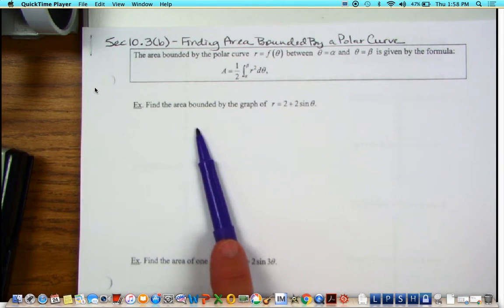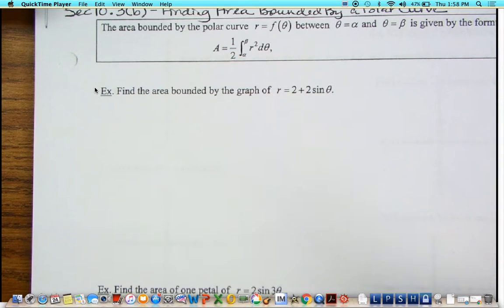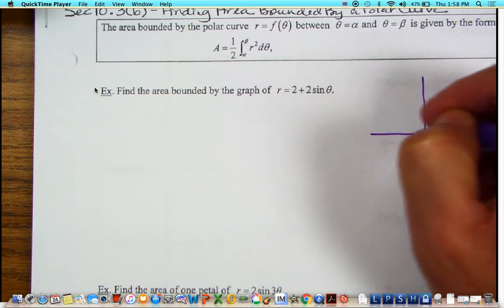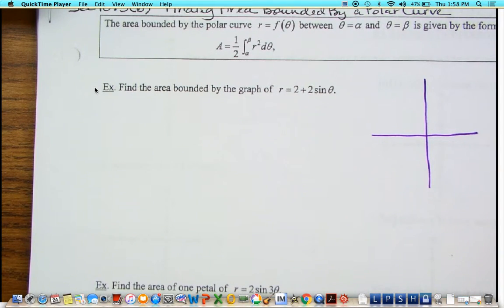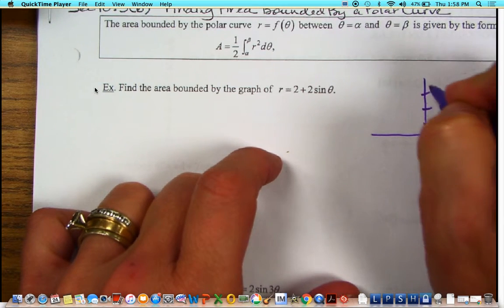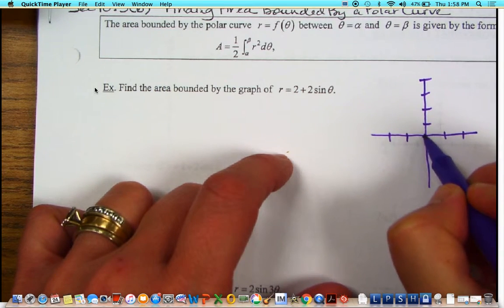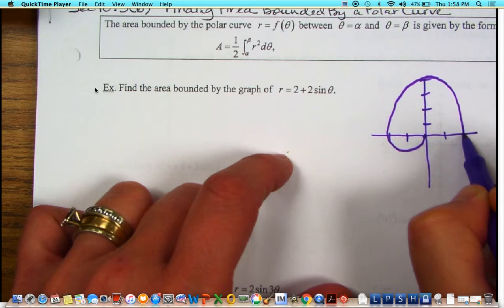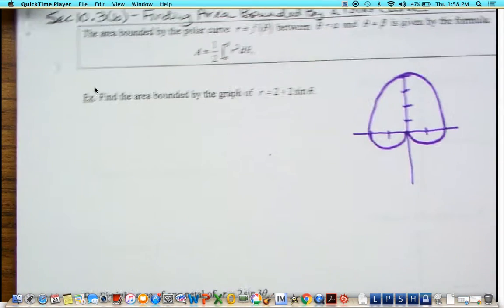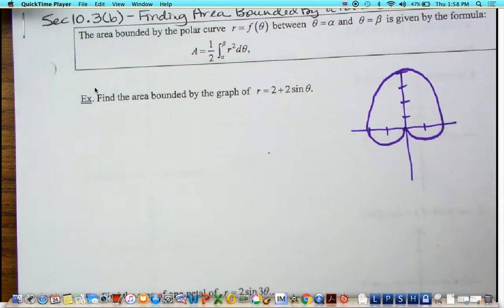So here's that formula again for you. And now I want to find the area bounded by the graph of r equals 2 plus 2 sine theta. Well, we just graphed that. Let's see if we can do it without our calculator for right now. It is a cardioid, and where's the majority of it? It's on the top, right? Because it's sine. So it would be 4 units, and 2 on the x. And it would look something like that, right? So what do you think the hard part of finding area of a polar region is?